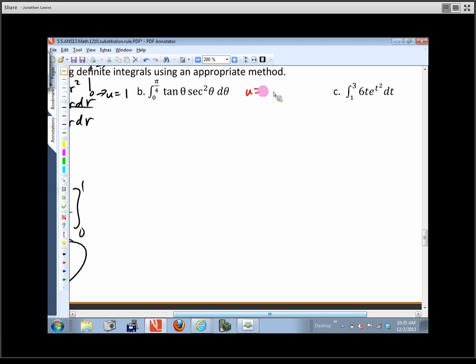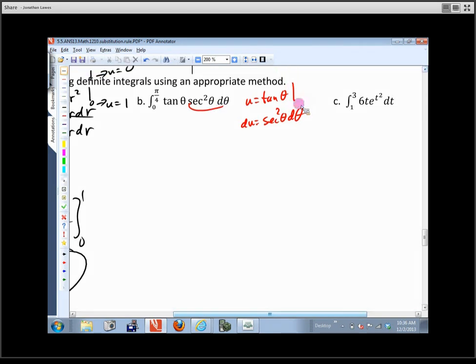Probably tangent. So if we let u equal the tangent of theta, then du equals secant squared theta d theta. There's our substitution for our differential right there. And the cool part about this is let's go ahead and change the limits of integration. Let's evaluate this at 0 and at pi fourths.